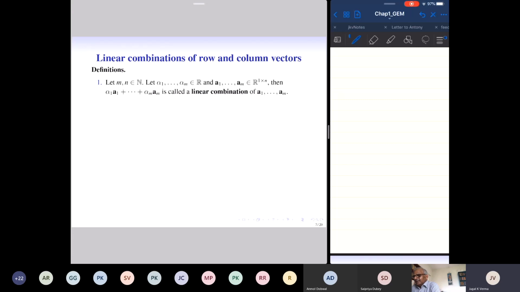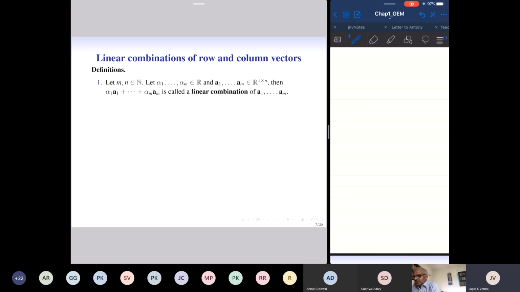So fix m and n and take m scalars, alpha 1, alpha 2, up to alpha m. So these are real numbers. And take vectors in R^(1 cross n). That means these are row vectors with the same number of components. There are n components in every one of these vectors, A1, A2, up to Am. Then we can take their linear combination, alpha 1 A1 plus up to alpha m Am.